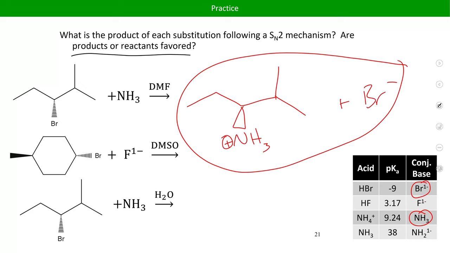Right. And I will say that again. Don't worry about solvent effects unless it's protic. If it was protic, it would still favor this, because if it's protic, that makes the bromide a worse nucleophile. So in protic solvent, it actually might further favor the product side.